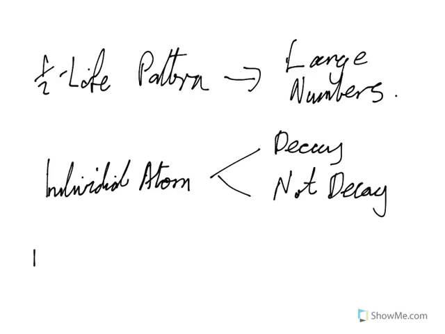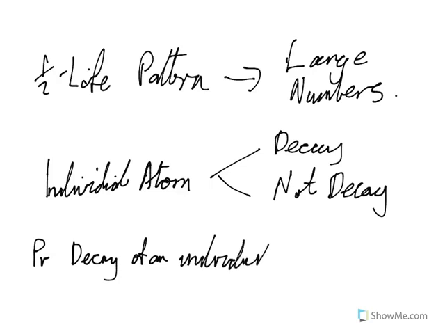But the probability of decaying of an individual atom is one half, because it either decays or it doesn't, so one out of the two is one half. So each atom has a probability of half. Then when you put billions and billions together, you get that half-life pattern that occurs.